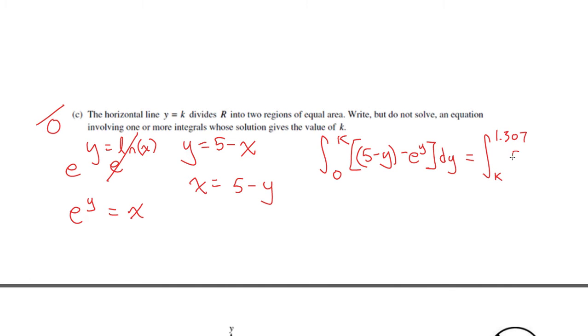1.307 of the same thing. 5 minus y, all of that, minus e to the y, all of that dy. Done. If you did that, you would have got 3 points. 7 is height.